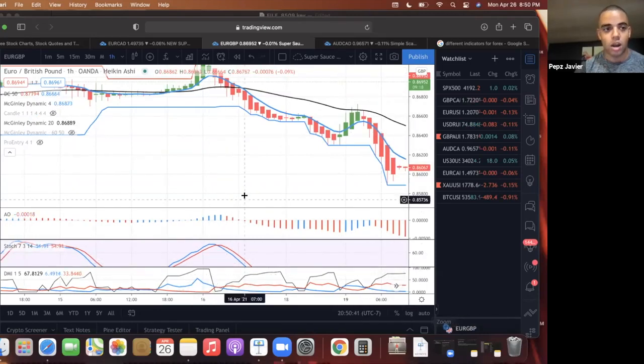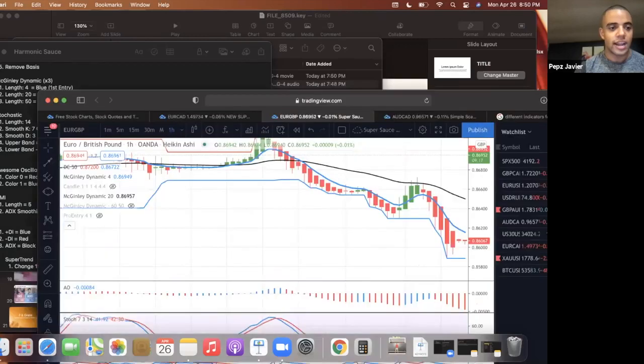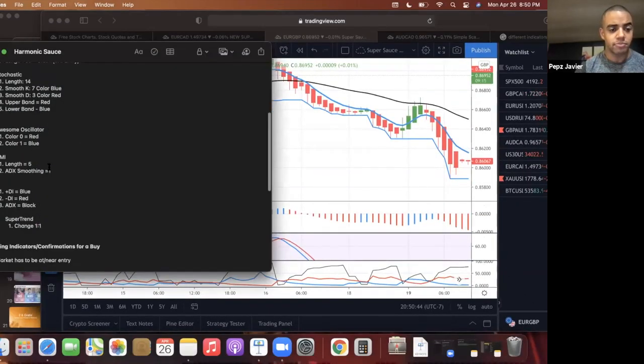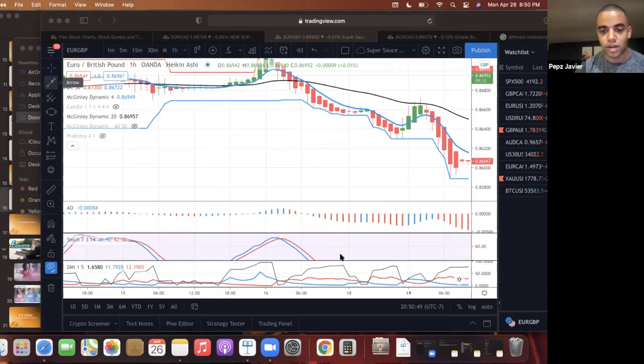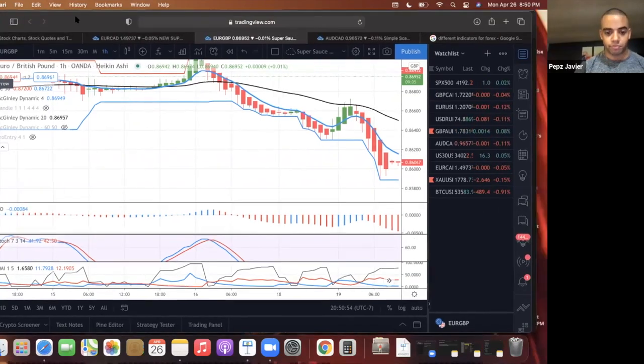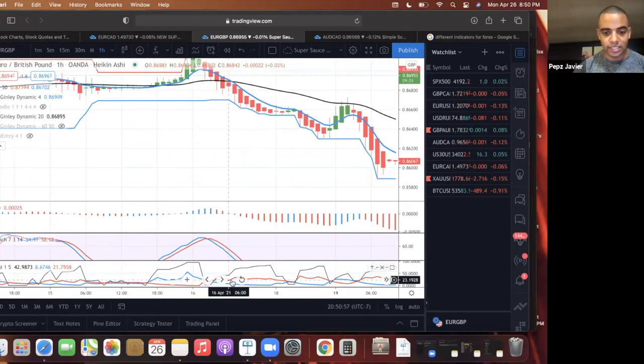Now, our next indicator, the DMI. Now, the DMI has a few parts, right? If we're looking for a sell, we would want the red DMI over the blue DMI. Red over blue, because that would mean that sellers are in control.